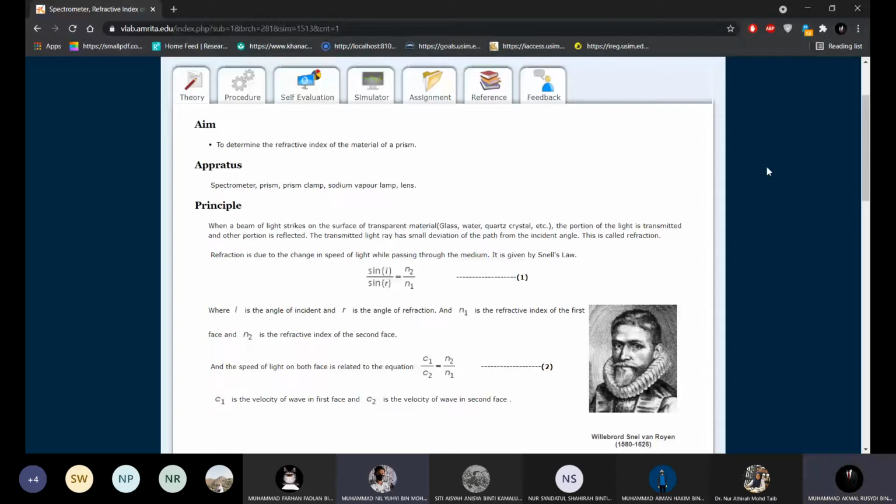sine incident angle over sine refractive angle equal to refractive index of the second phase over refractive index of the first phase. And next, the speed of light on both phase is related to the equation C1 over C2 equal to N2 over N1. So C1 is the velocity of wave in first phase, while C2 is the velocity of wave in second phase.